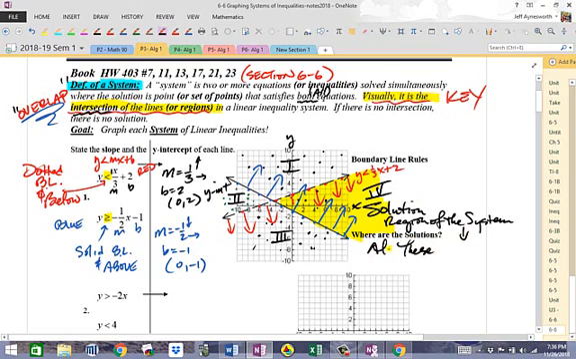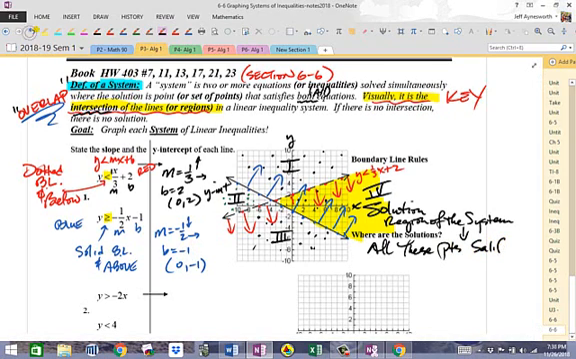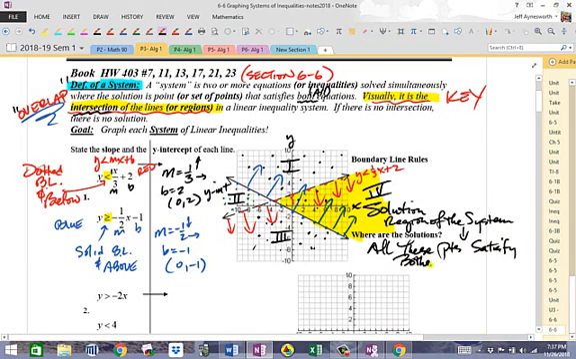Okay, all of these points satisfy both inequalities. And because of that, the yellow region is the solution region. So look at the yellow region for the solutions.